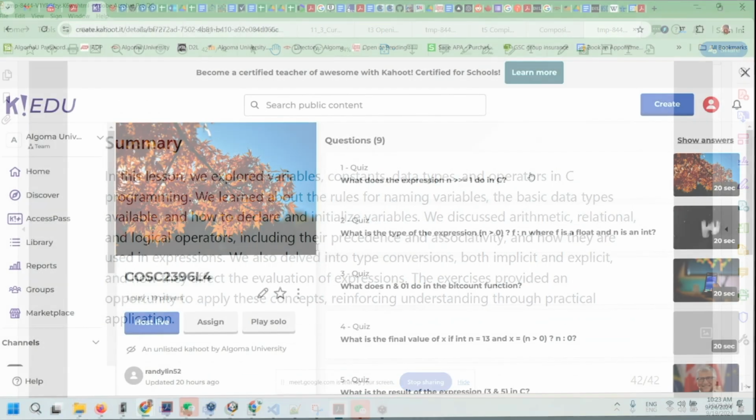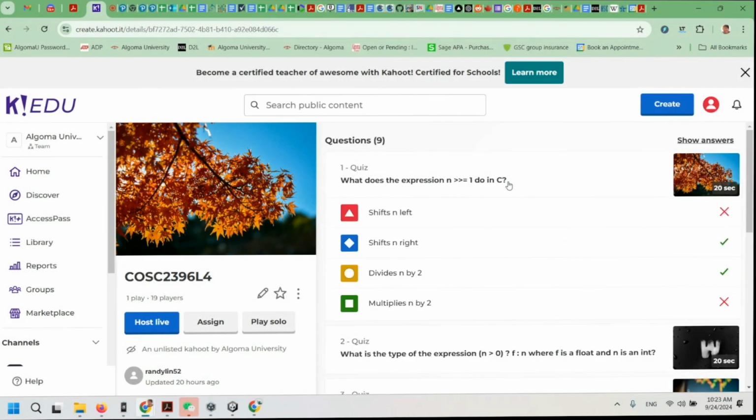Let's do some. All right. So this first question has two correct answers. The greater-or-equal sign. The sign is either shift or divide. All right, that's kind of two things are the same.